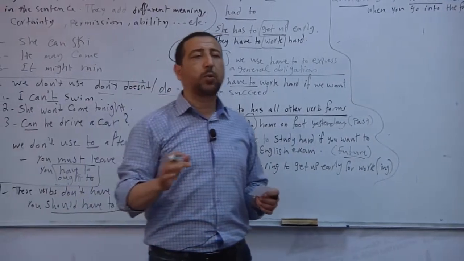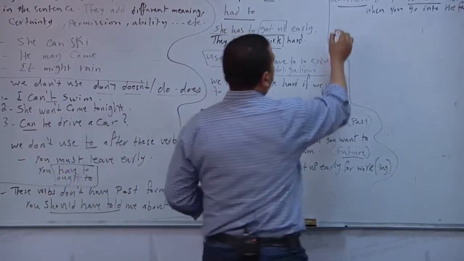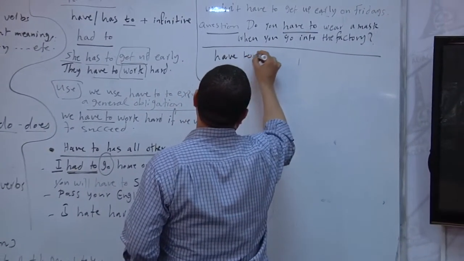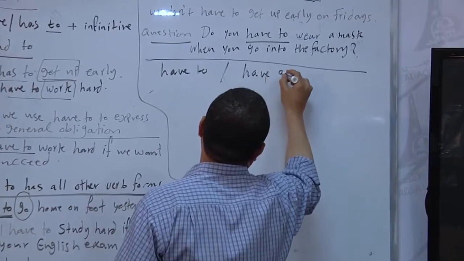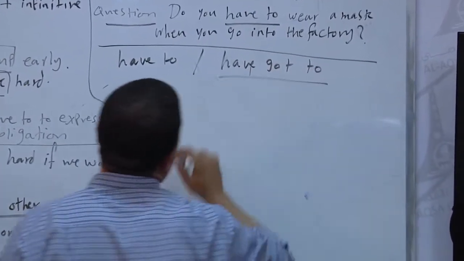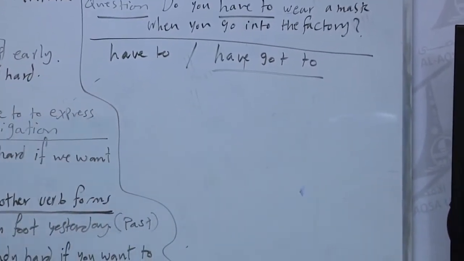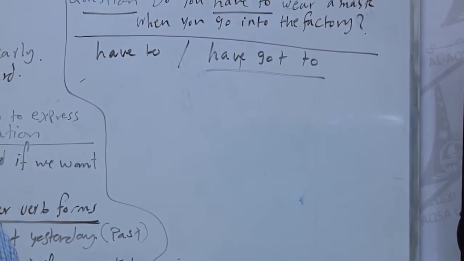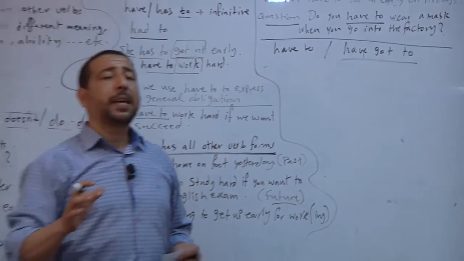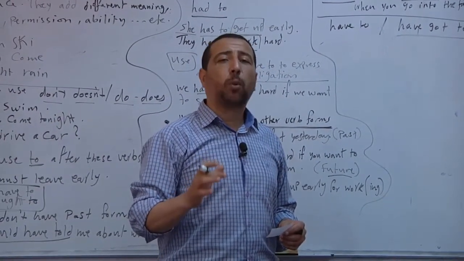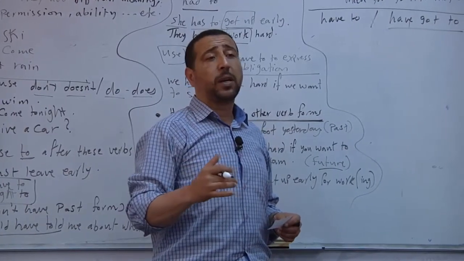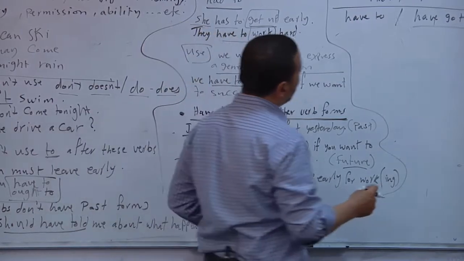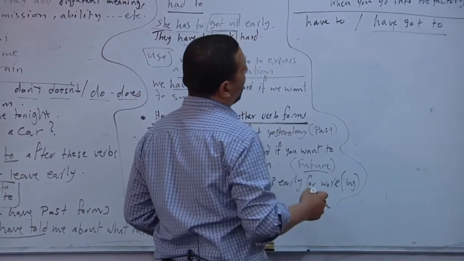So the other idea now, let's talk about have got to. What's the difference between have to and have got to? Have got to is informal, and that's why it is used more in a spoken context. It is used in informal language or informal contexts.